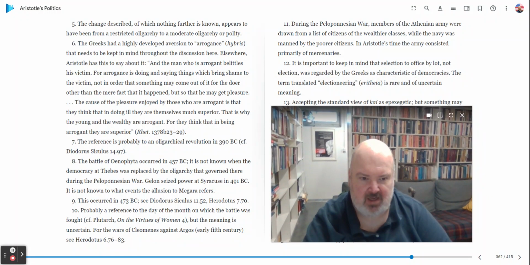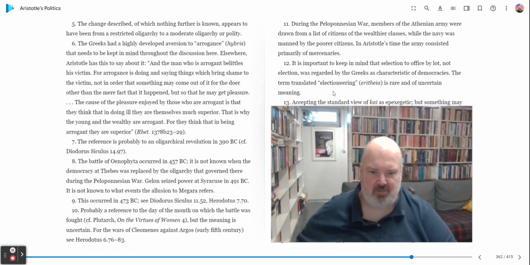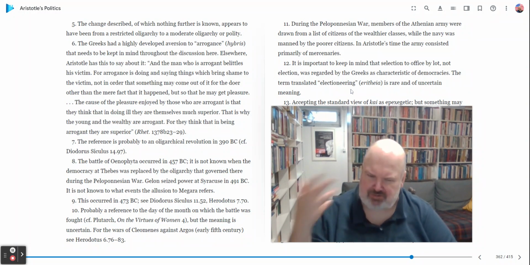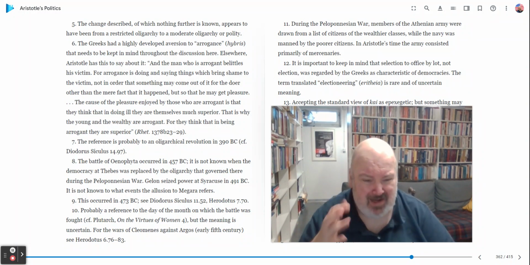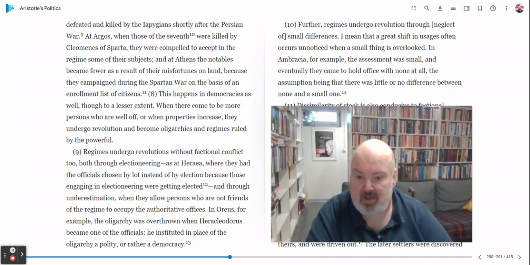It is important to keep in mind that selection to office by lot, not election, was regarded by the Greeks as characteristic of democracy. The term electioneering is rare and of uncertain meaning. In other words, eritheia means striving for office. We understand this more. This is much rarer in the Greeks because most democratic societies used lot. This is someone striving for office, right? Election, to get elected, to get chosen for office, right?